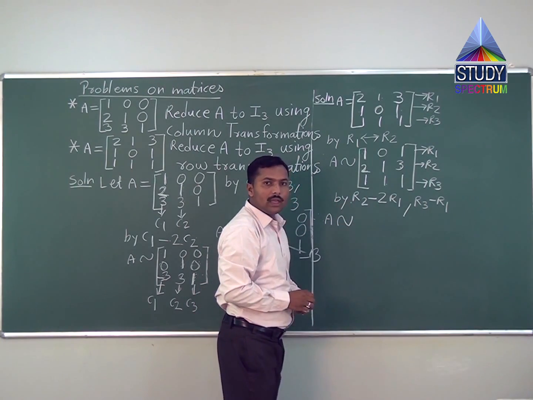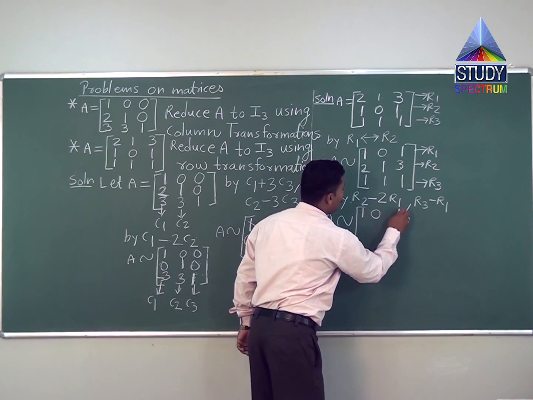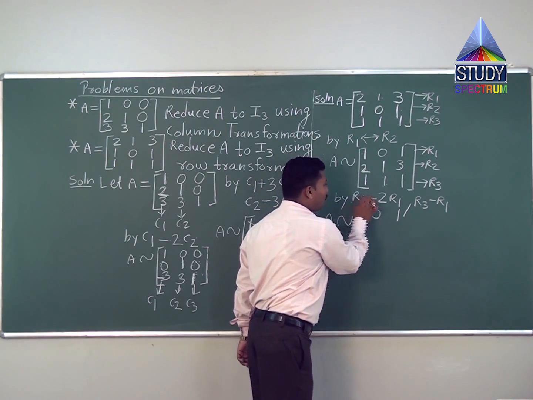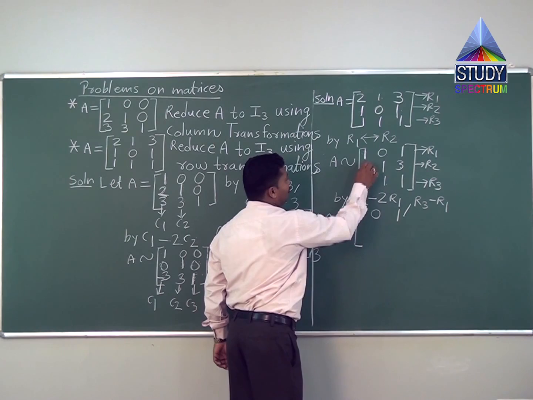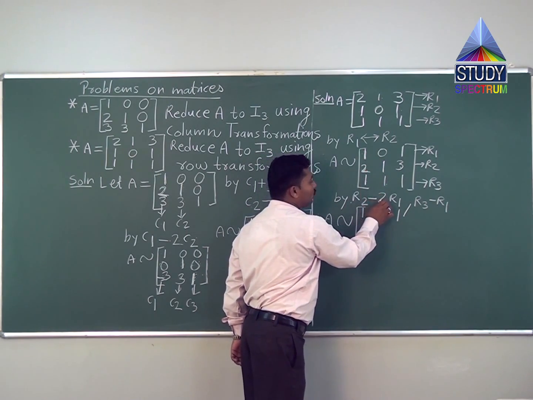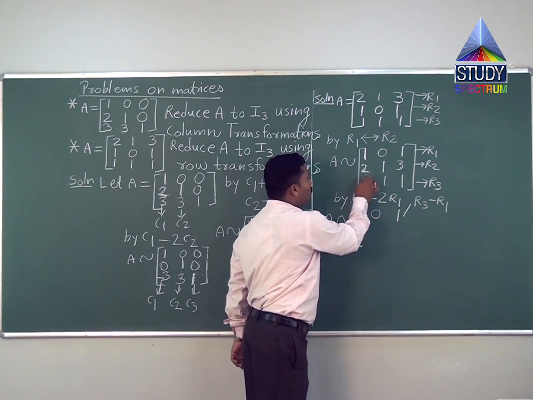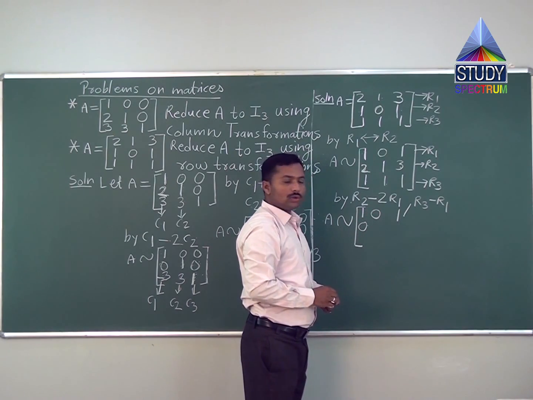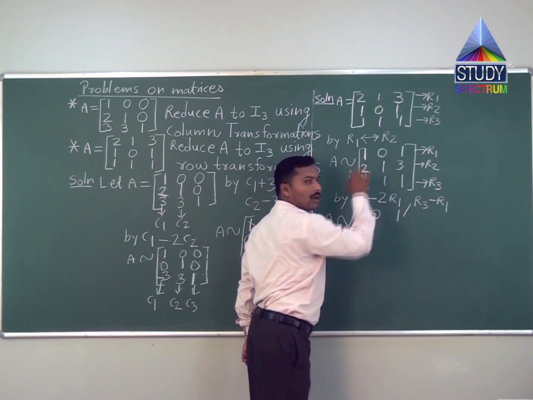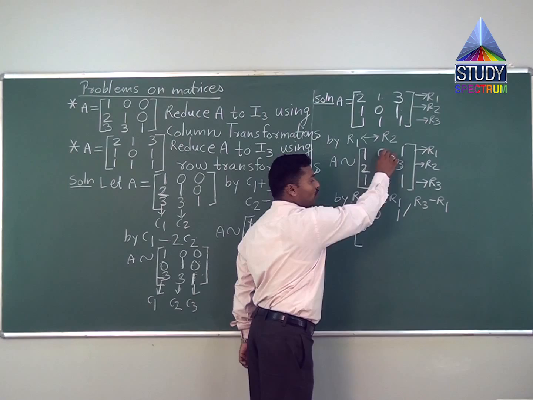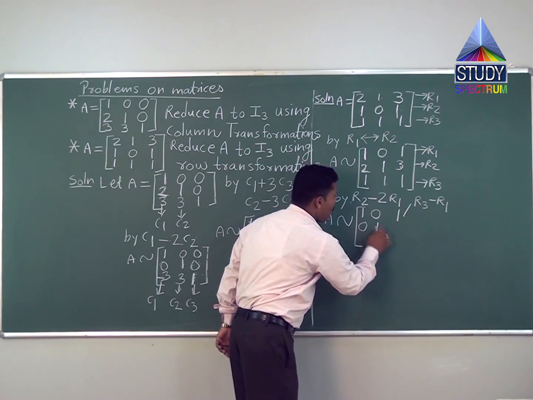Therefore, A is equivalent to: first row as it is, 1 0 1, because operations are only made in R2 and R3, so the other part is also as it is. So R2 is 2 minus 2 into R1. R2 is 2, 2 minus 2 into 1 is 0, 2 minus 2 is 0. Again, R2 is 1, 1 minus 2 into R1, meaning this second number of R2 and this 0, the second number of R1. So 1 minus 2 into 0 is 0, 1 minus 0 is 1.